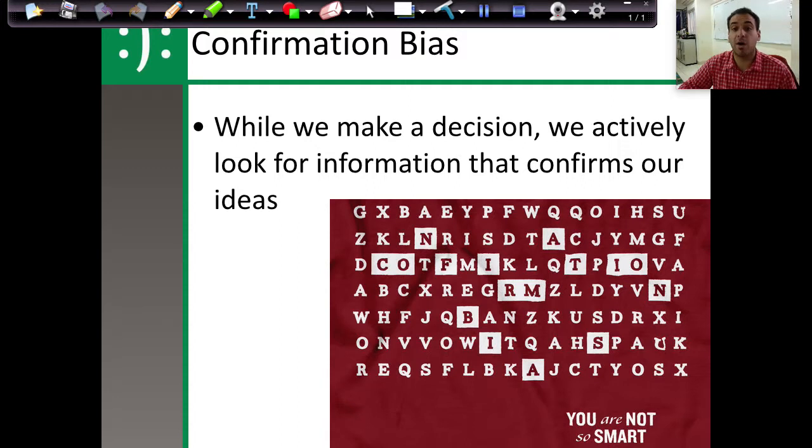Confirmation bias. While we make a decision, we actively look for information that confirms our ideas. This is a big problem in studies, right? We talk about confirmation bias with psychologists who want to confirm their hypothesis. So they're looking for things that do confirm it, not the other way around. They're spending all this time and money on something. They want their ideas to be proven to be true.